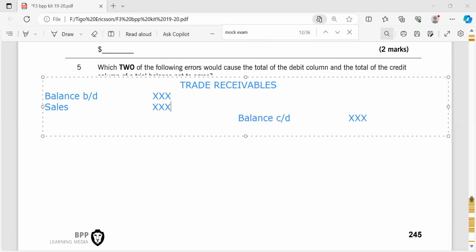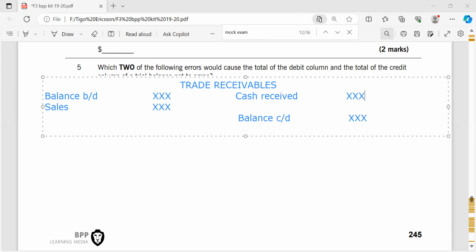Okay, after selling, you can be paid. A customer may pay you. So there is a way to reduce this trade receivables figure by receiving payments from customers. So I could say cash received from a customer. If the customer brings cash, this would reduce trade receivables, and then there should be a credit nature of this way, right?